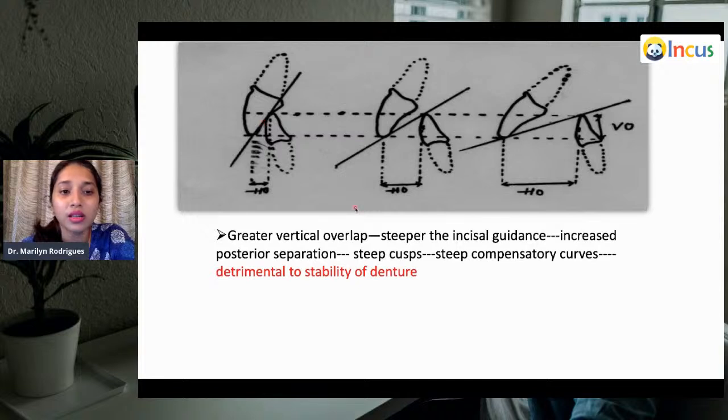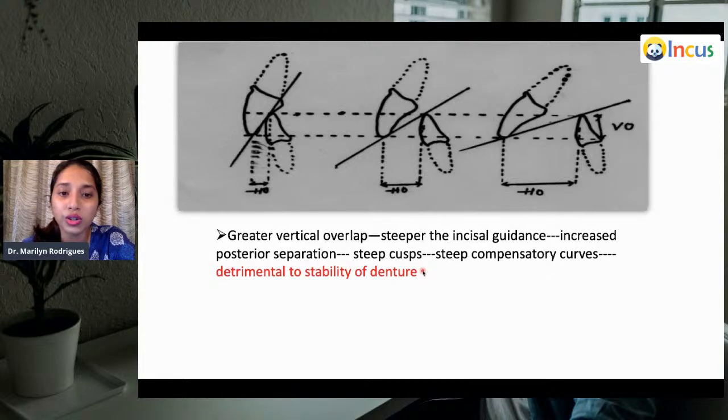So what happens if there is a steep incisal guidance? There is increased posterior separation. Therefore, you will have to give steep cusps, steep compensatory curves to create a balanced occlusion in your complete denture. If you don't do that, you are not going to get balanced occlusion. But steep cusps and steep compensatory curves are detrimental to the stability of the denture. So greater the vertical overlap, greater will be your cusps, greater the compensatory curves, and that will be detrimental to the stability of the denture. We do not want a very steep incisal guidance, basically.